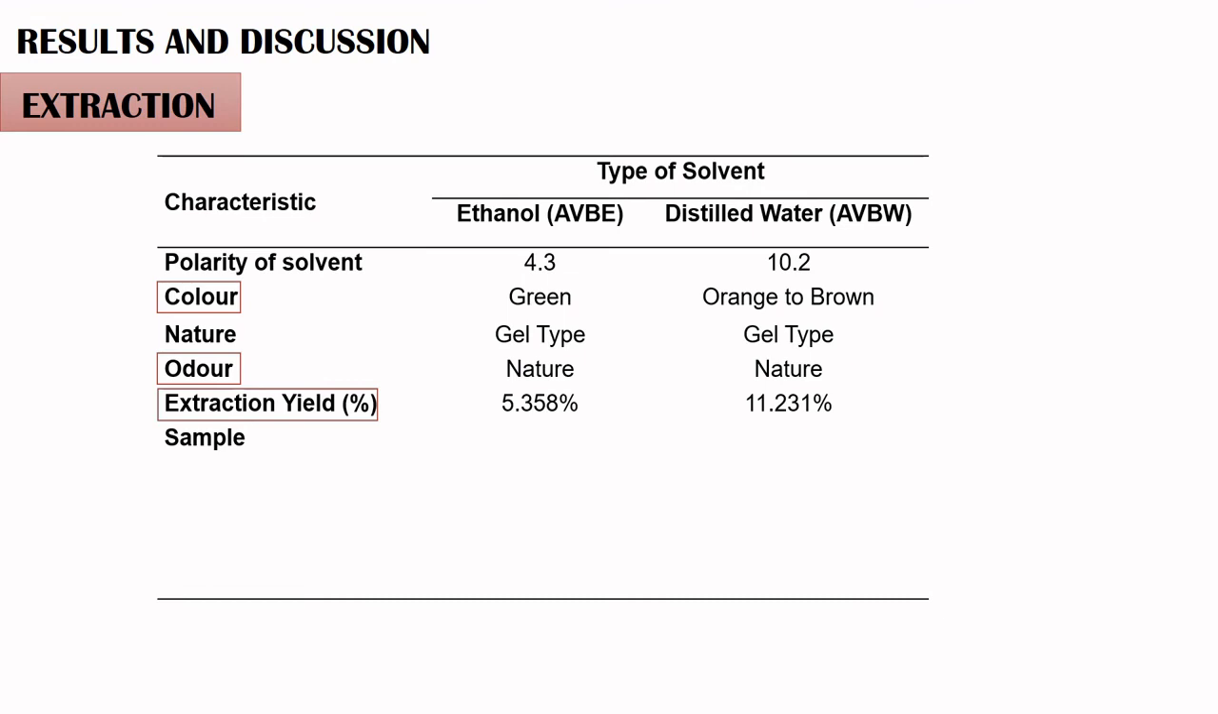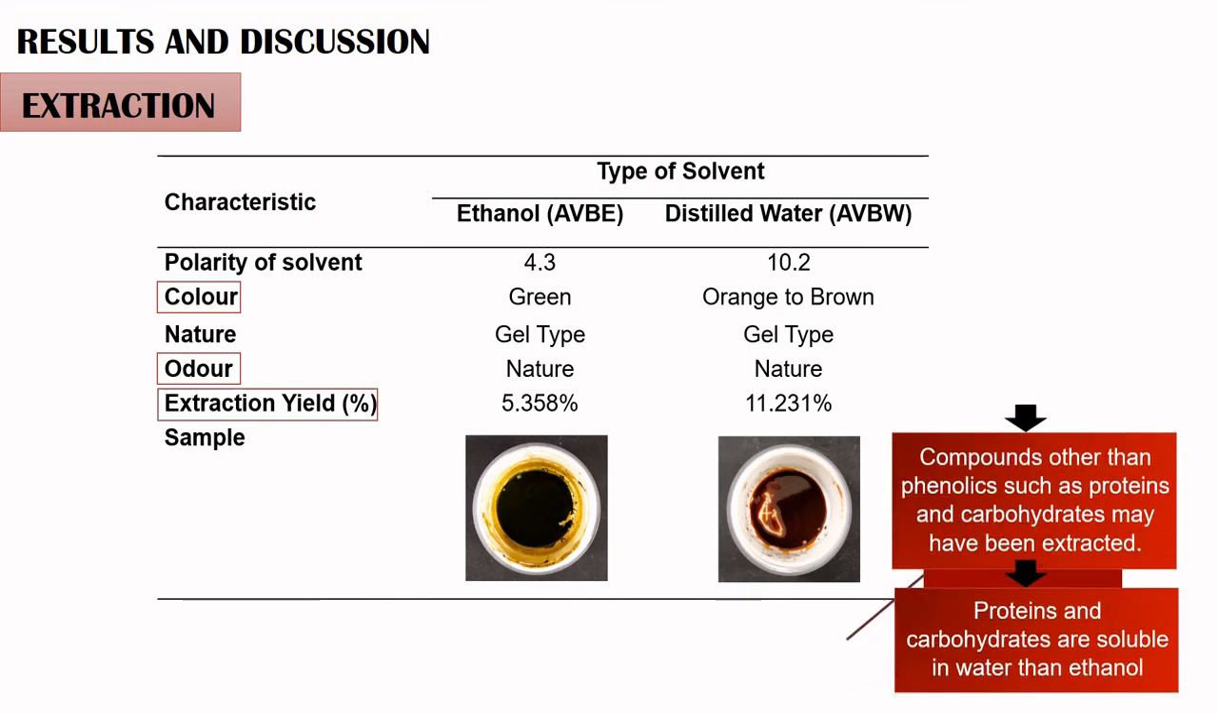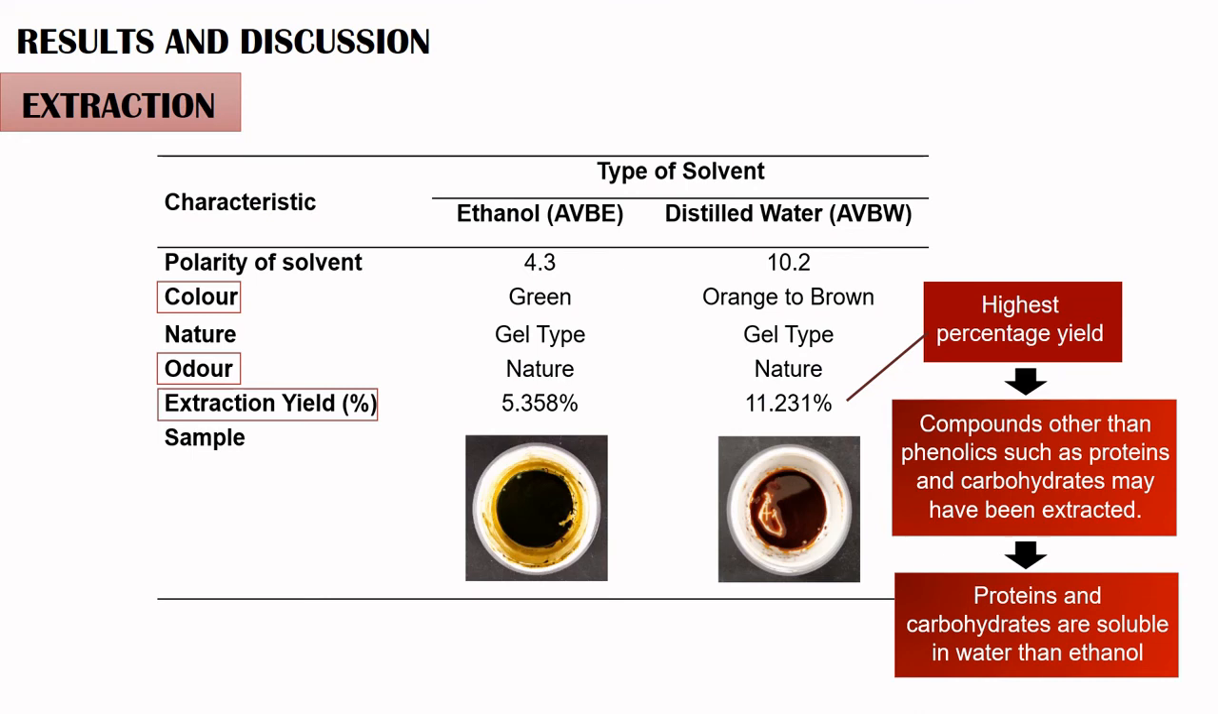The extraction of AVBL using ethanol resulted in a green color, while distilled water resulted in an orange to brown color. Okay, the extraction yield of distilled water as a solvent is higher compared to ethanol, which is 11.231% to 5.358%. So this result illustrated that the extraction yield increased with the increase in polarity of the solvent.